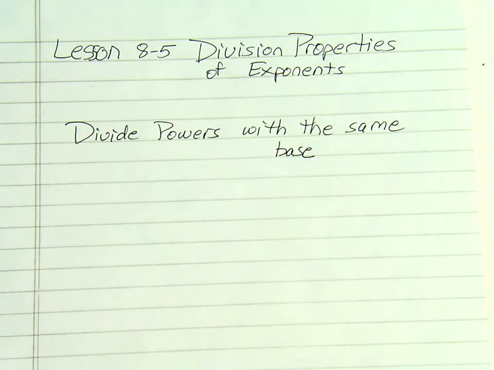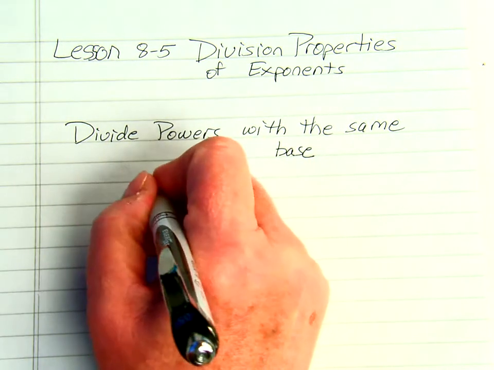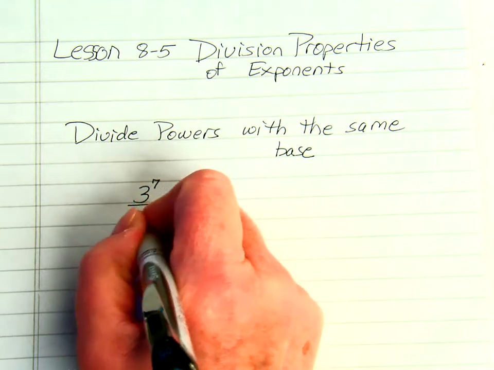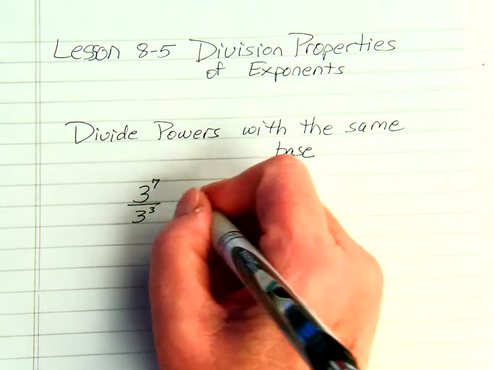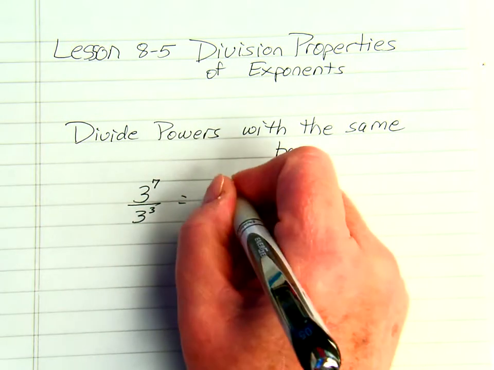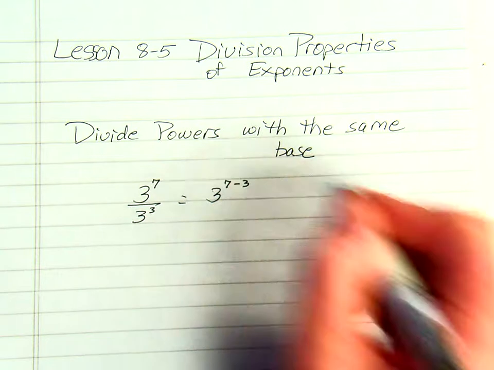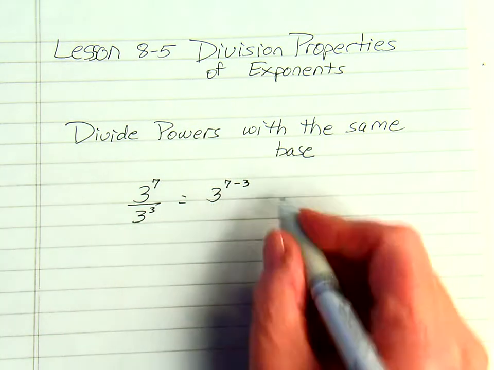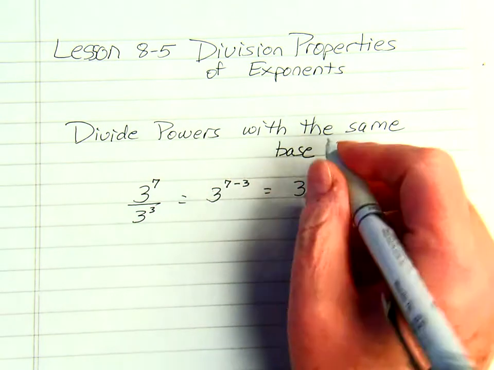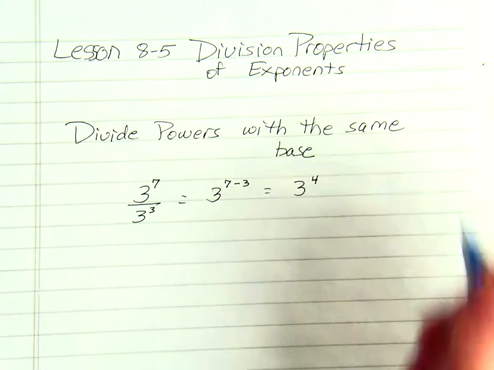Okay, so let's look at just exactly what we're talking about here. Let's say we've got 3 to the power of 7 over 3 cubed. This is going to equal 3 to the 7 minus 3. Remember when we multiplied, we added those exponents. Now we're dividing, so we are going to subtract those exponents. So this is going to equal 3 to the 4th power.